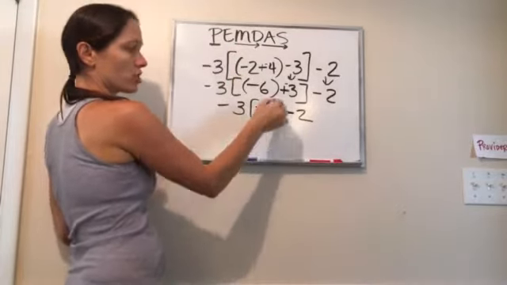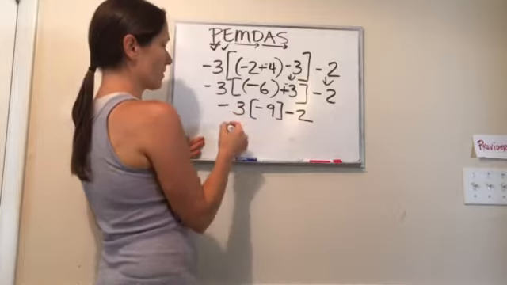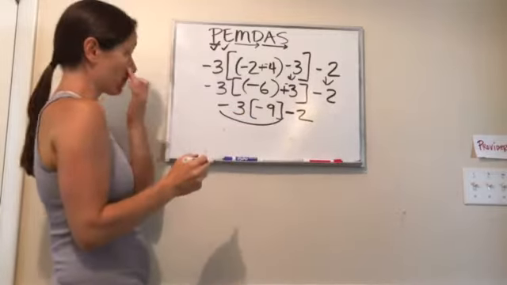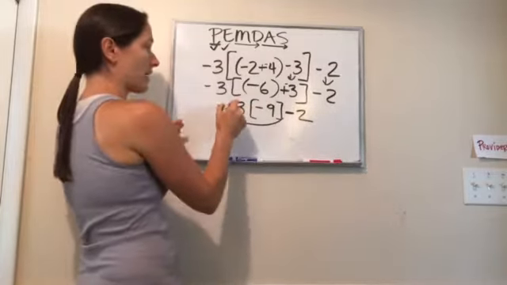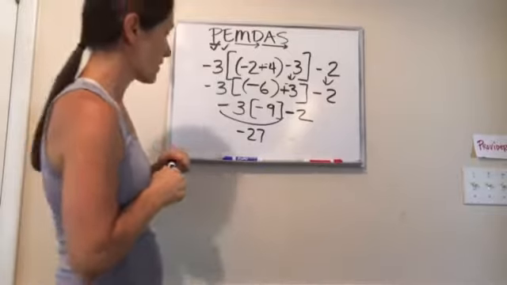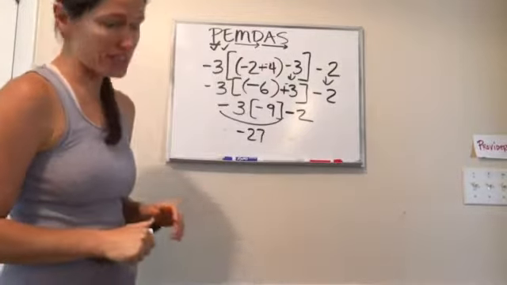So we've done the P. There are no exponents. Now we're going to multiply or divide, whichever comes first from left to right. Do you see any multiplication or division? -3 times -9, yes, which equals 27. Right, so -9 and -3 equal -27. Hopefully you remember the mathematical rules when you're multiplying negative numbers. So you get -27.